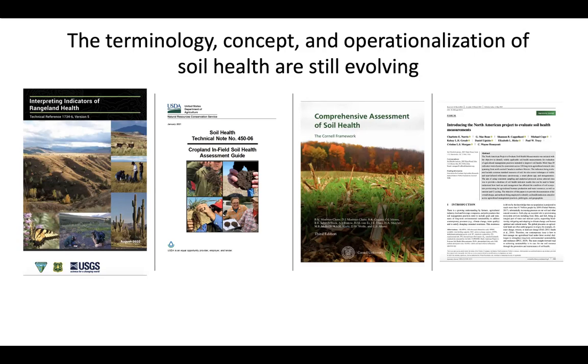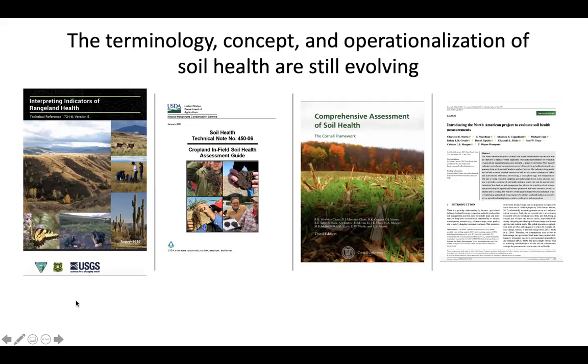There are indicators for rangeland health. USDA has an in-field soil health assessment for croplands. Cornell has developed a comprehensive assessment of soil health, a series of tests that work well for their region in the Northeast. The Soil Health Institute is an organization that's trying to do something like a comprehensive assessment of soil health for all of North America. And they're really diving into the literature and doing a lot of new studies all across North America to provide better data, better information, better integration of existing knowledge to really advance how we think about soil health.